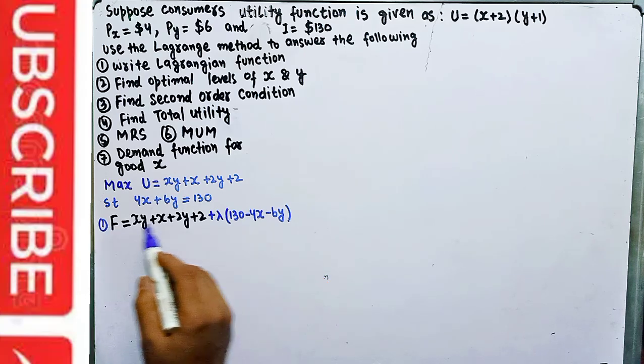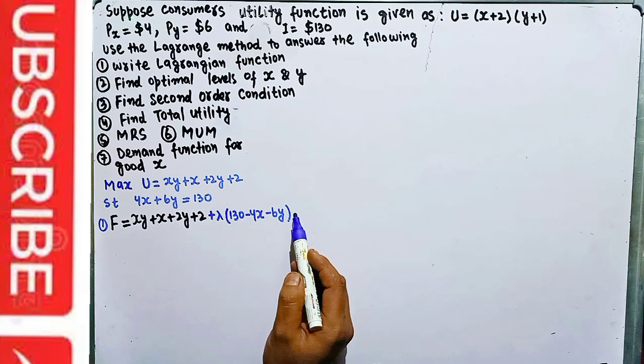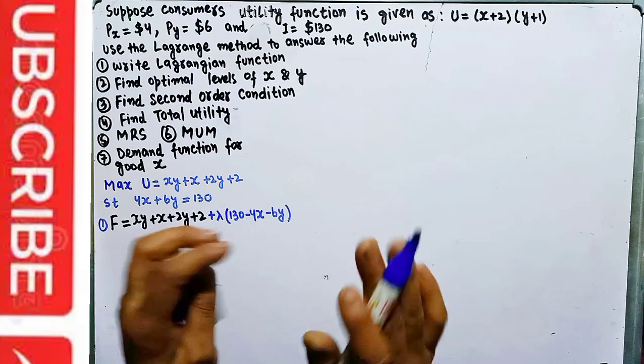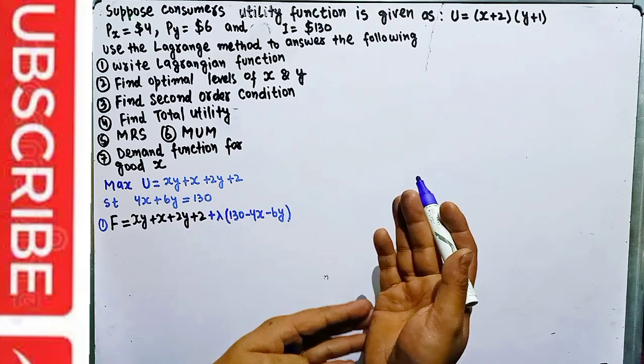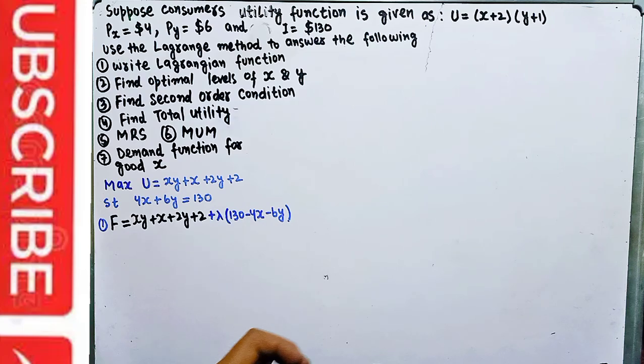We partially differentiate this Lagrange's function with respect to x, y, and lambda, and set them equal to 0 simultaneously. Okay, then solve them.